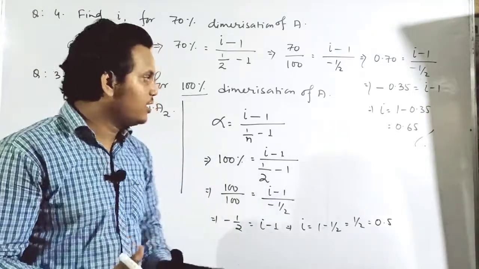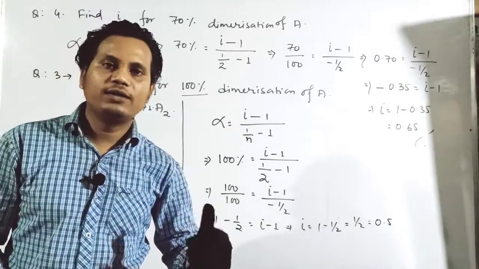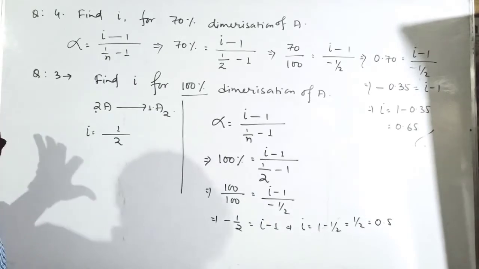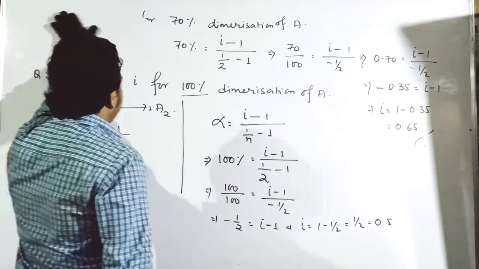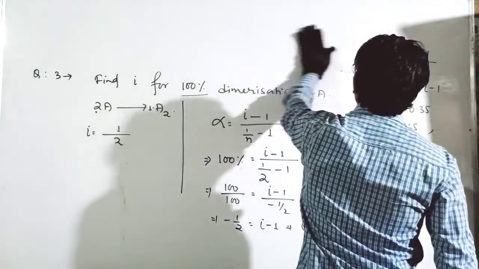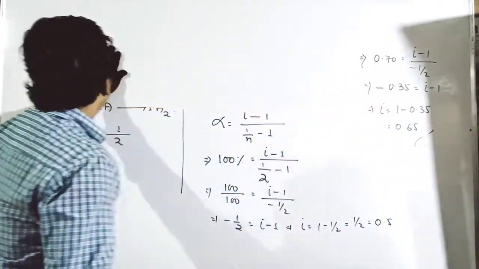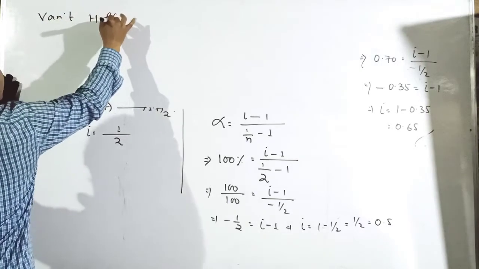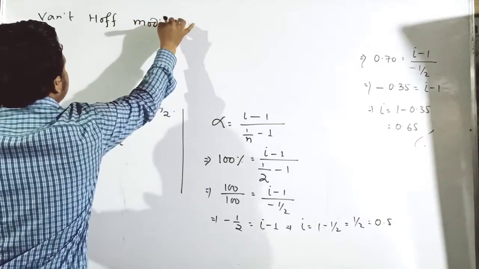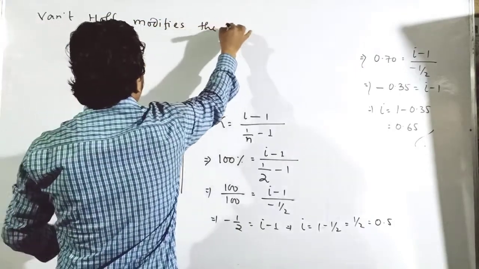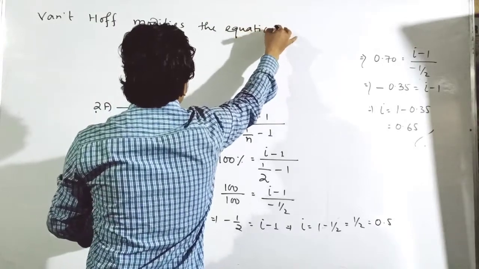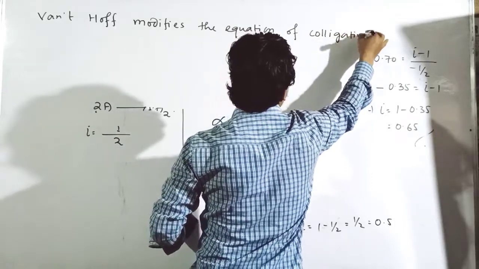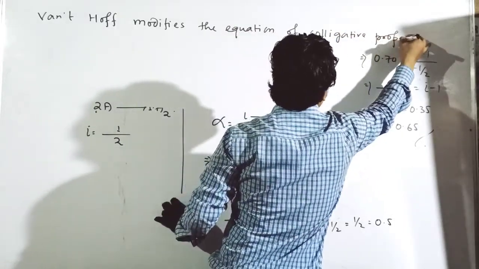Now let us take up why the answer at the starting part was not correct, and in the middle part it was correct. For that, Hoff, the name of the scientist, Hoff modified the equation of colligative property. So what was colligative property?